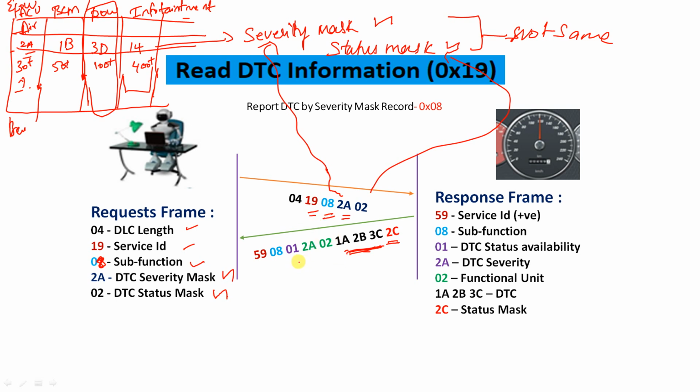Then here you can see the 02 is the status mask that we requested. 2A is the severity mask that we requested. Then 01 is the DTC status availability. So I mean, this is a kind of a variable in this container. This particular DTC would be available. Then 08 is the subfunction, 59 is a positive response. So this is how you can retrieve the DTC.